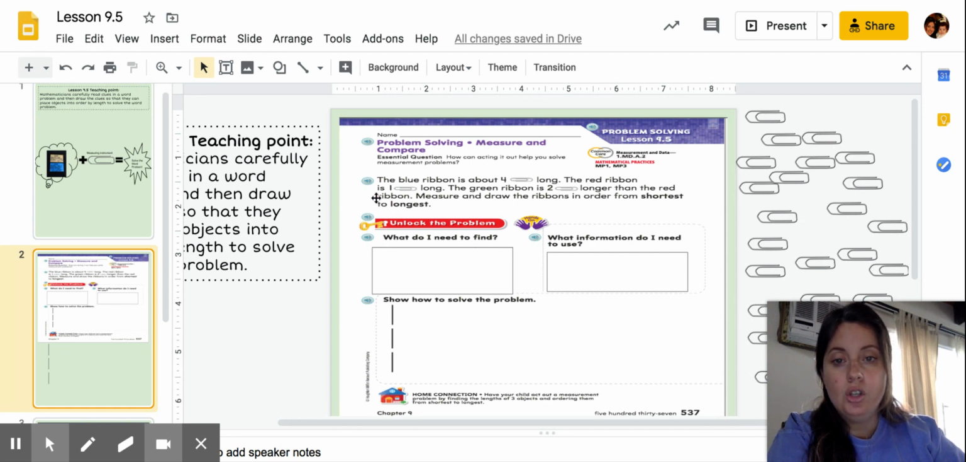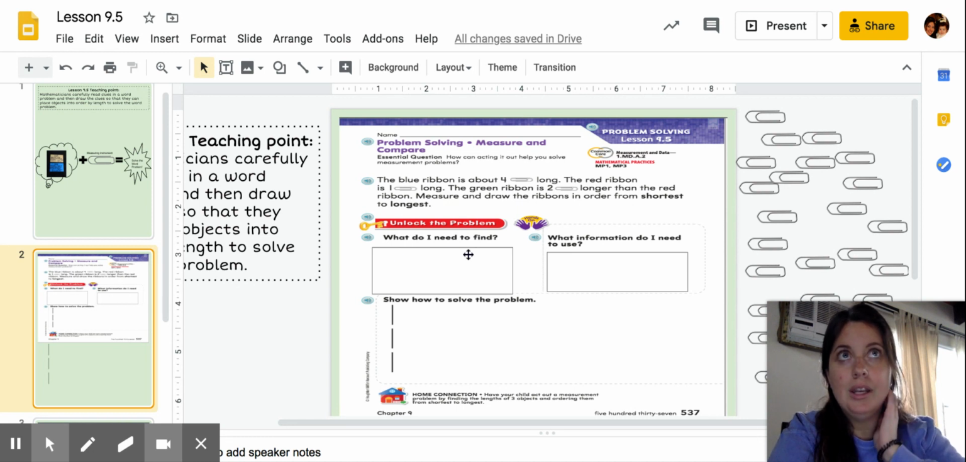Okay, so the blue ribbon is about 4 paper clips long. The red ribbon is 1 paper clip long. The green ribbon is 2 paper clips longer than the red ribbon. Measure and draw the ribbons in order from shortest to longest.